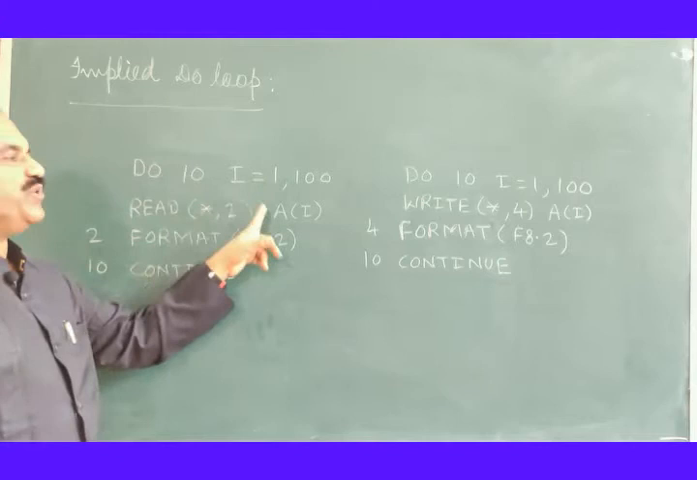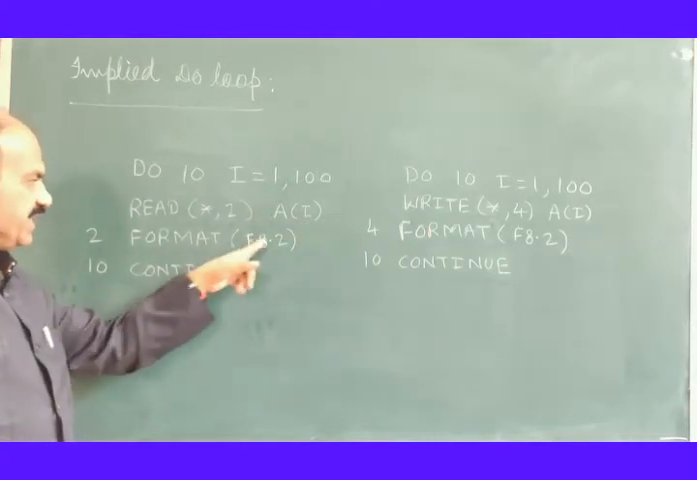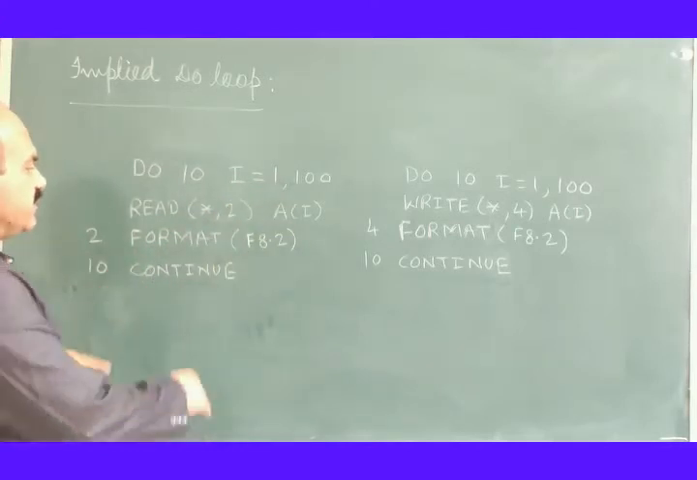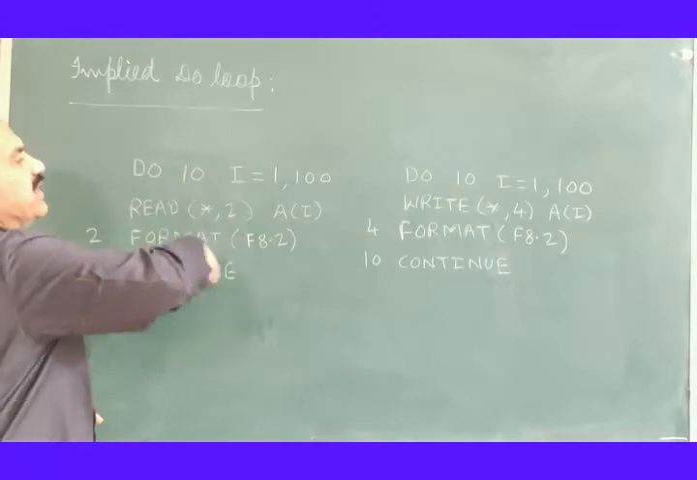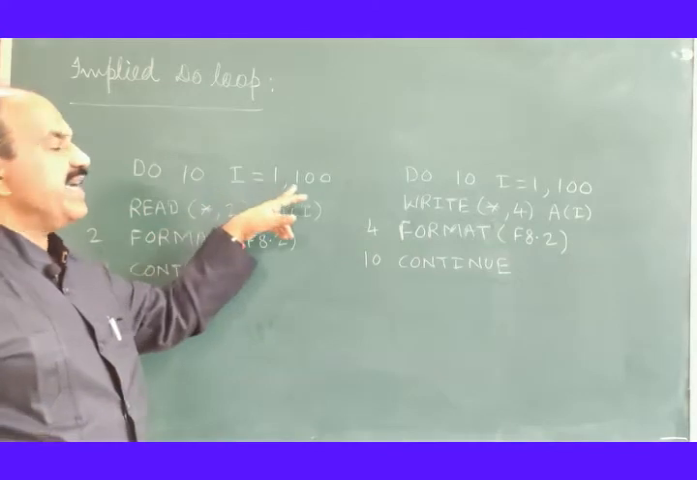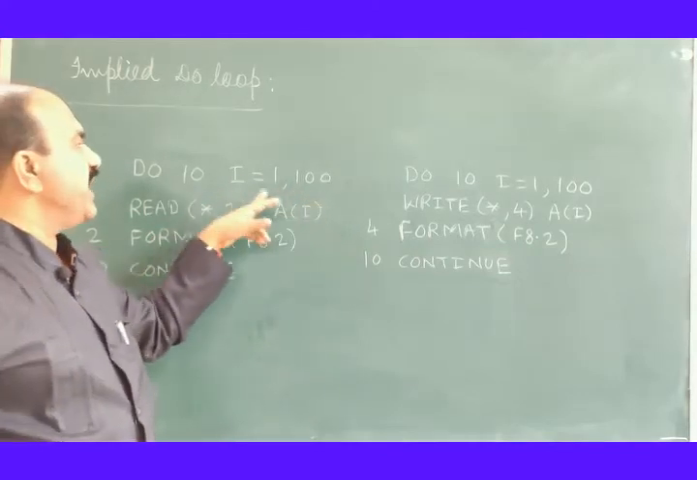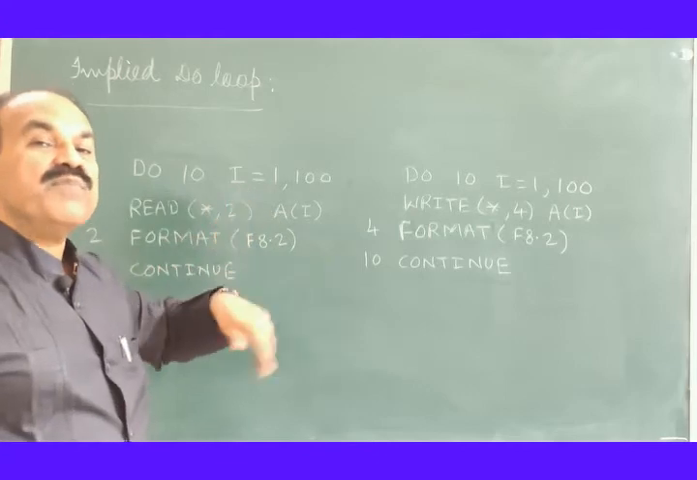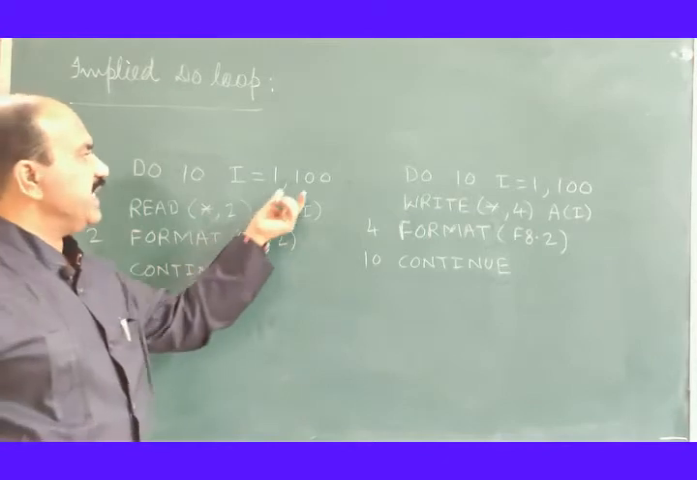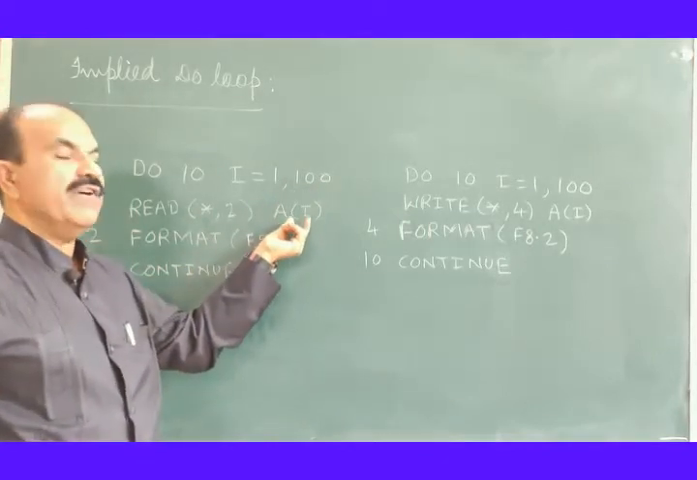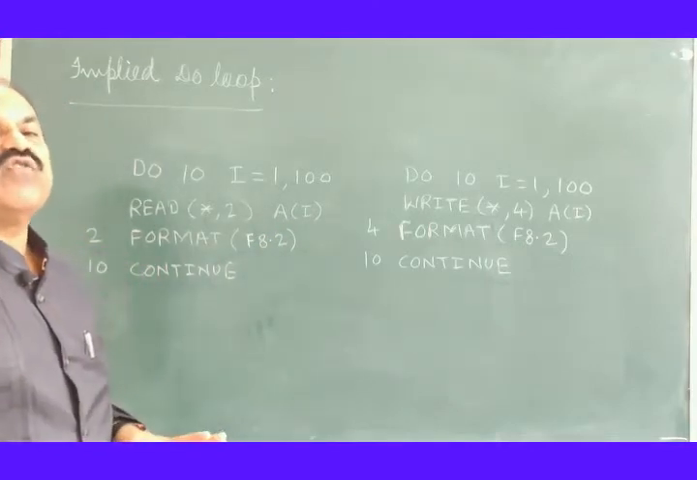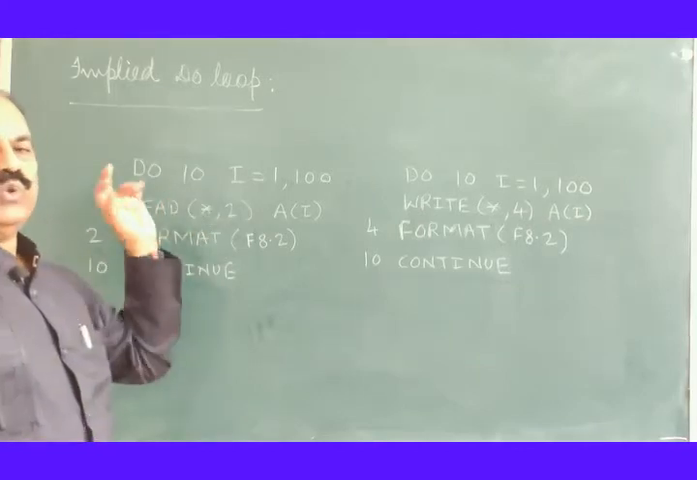Continue. I is equal to 3, A3 will be read in this format. Continue. I is equal to 4, A4 will be read in this format. Continue. This loop will be continued till I exceeds 100. As soon as the running variable I becomes more than 100, the control leaves the loop and all the 100 values A1, A2, A3, A4, A5 etc. are read by the Fortran compiler using do loop.